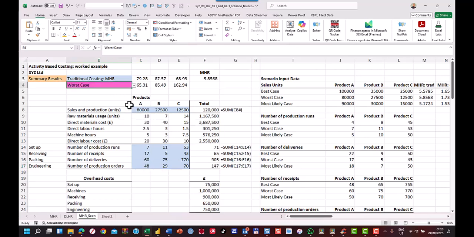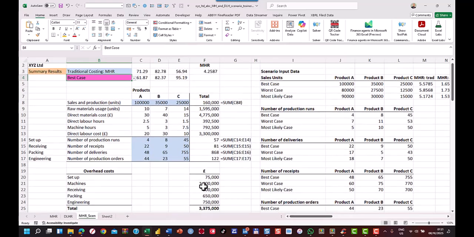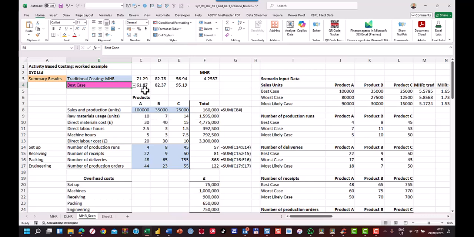What do we find? Well, we find this, that in the best case, all we need to know at the top level is that under these conditions and these conditions, with these overheads, and I didn't vary the overheads, by the way, and I could have, we find that the ABC cost per unit is 62, 82, 95, as opposed to them, so that we're still dealing with the difference between the different technologies.